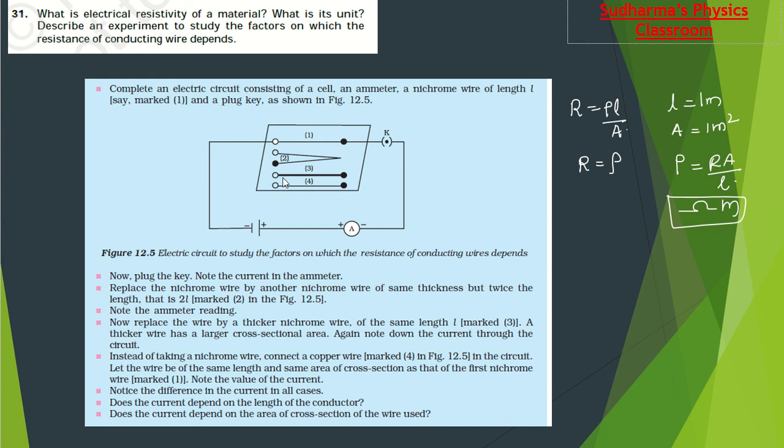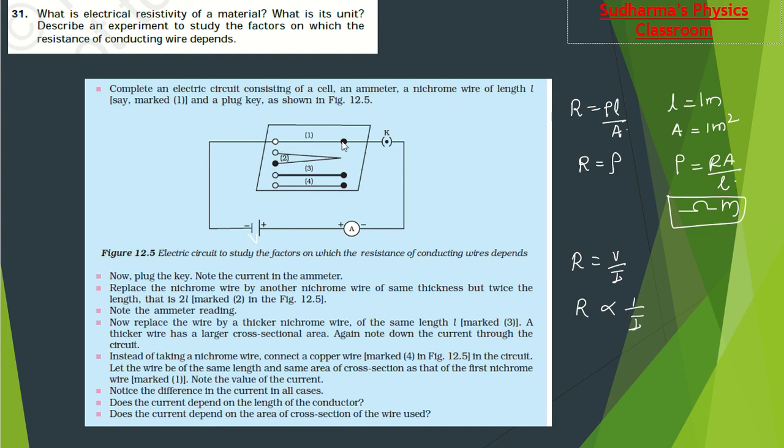And in the third step, you're going to take a thicker wire, then observe the ammeter reading. So why are we taking the ammeter reading? According to Ohm's law, here the potential difference is constant, right? So R is equal to V by I. Resistance is inversely proportional to the current, or current is inversely proportional to resistance.